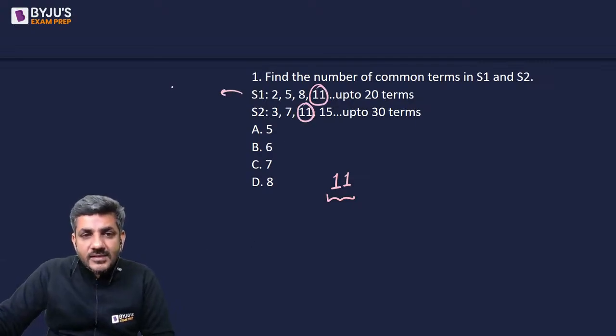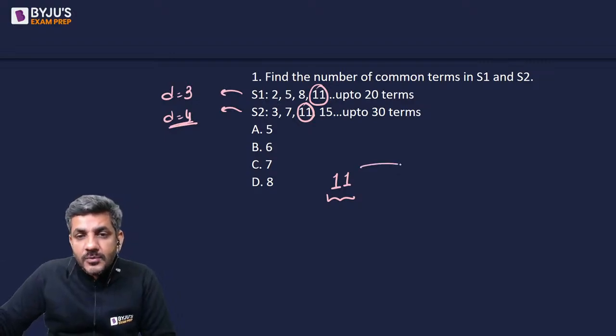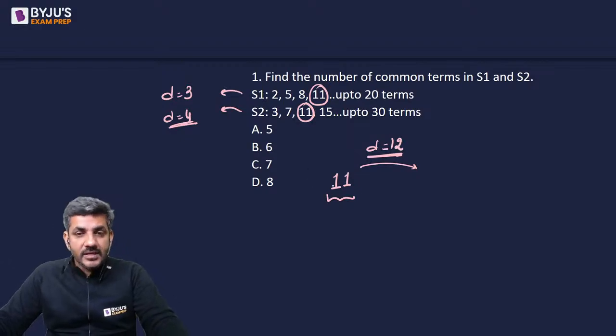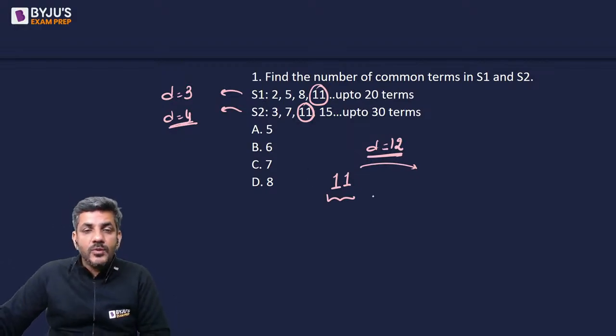This first series has a common difference of 3. The second series has a common difference of 4. So the series in which I'm looking for common terms will have a common difference of LCM of 3 and 4, that is equal to 12. इसका जो common difference होगा वो 12 के LCM पे चलेगा. So it will have a common difference of 12.